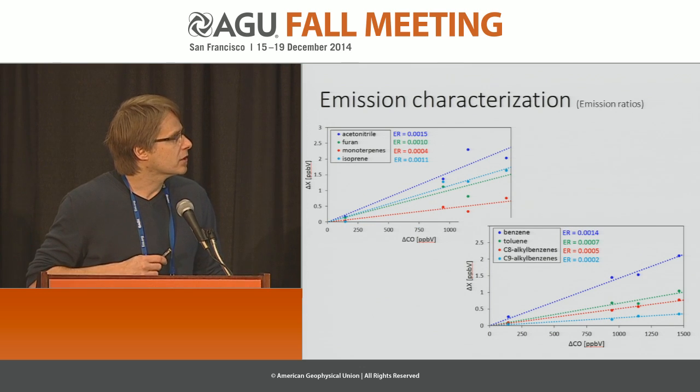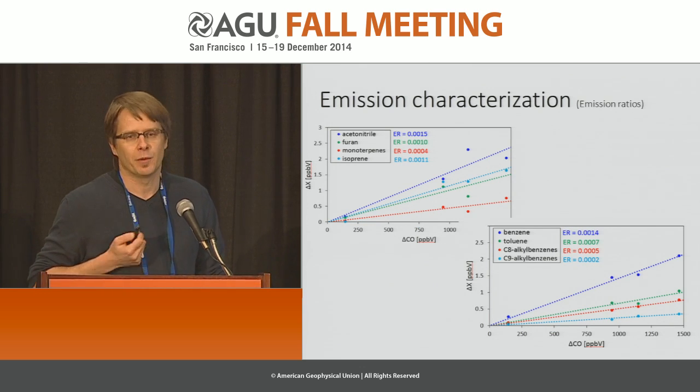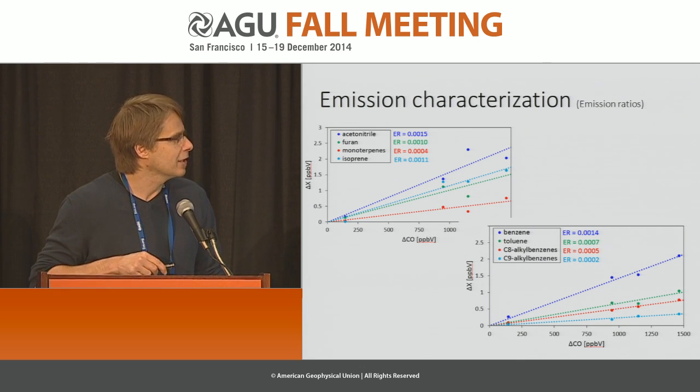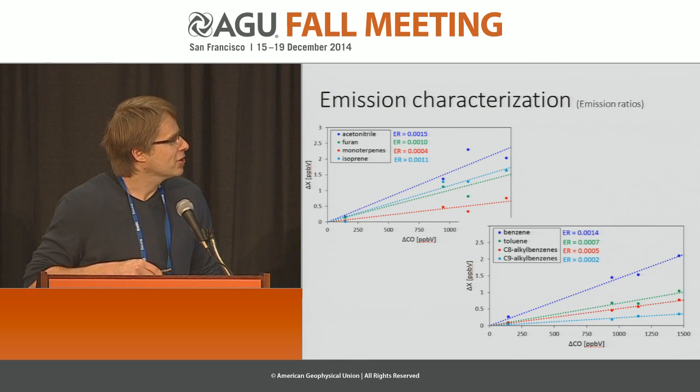And so here are the emission ratios we determined. We don't have that many points because now PTR-MS is no longer the slowest sensor. Now it's CO, the limiting factor. So I hope we initiate a competition here.